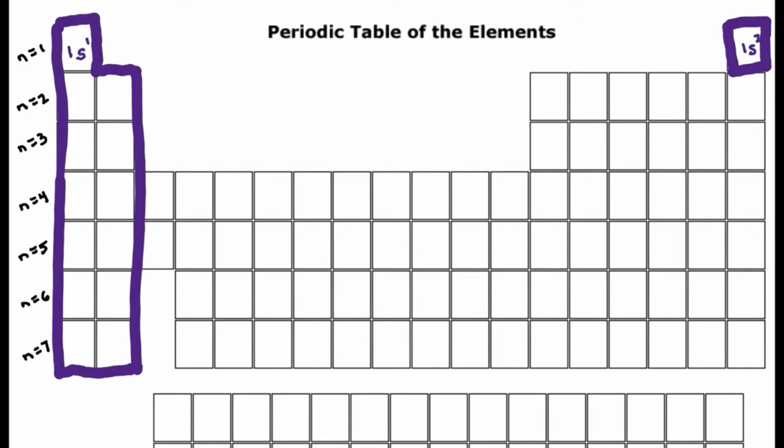Now I'm going to go down here. Now I'm in the second energy level. I'm in s, and I have only 1 electron because I've started a new principal energy level. Same thing here, 2s, but now I have 2 electrons. So you can start to see a pattern. Now I'm in 3s, so I've got 1 new electron. So you guys can fill this in.